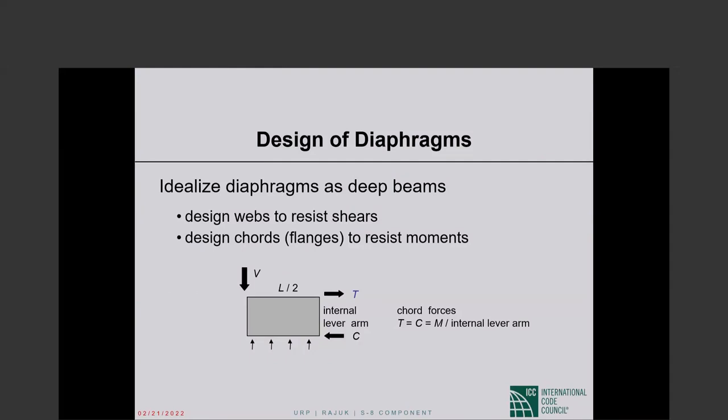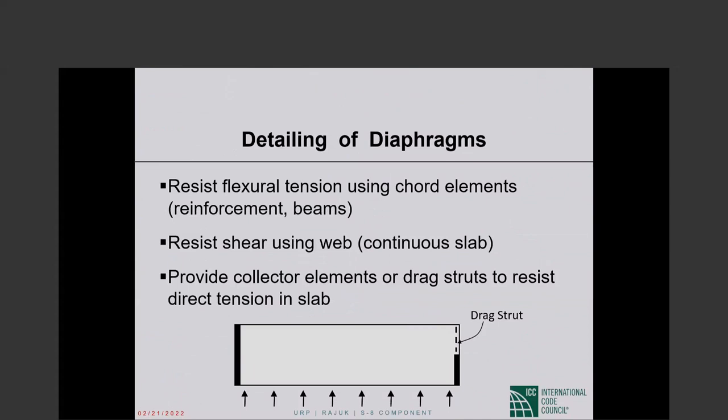Okay, design of diaphragms. The web of the diaphragm is designed to resist shear, and the bending is resisted by the tension compression cords. The tension force in the tension cord and the compression force in the compression cord, the couple between the two, resist the moment. So resist flexural tension using cord elements, which consist of reinforcing bars typically, but you can have physically enlarged sections like beams acting as collectors or cords. Resist shear using web, provide collector elements or drag struts to resist direct tension in slab, as mentioned previously.